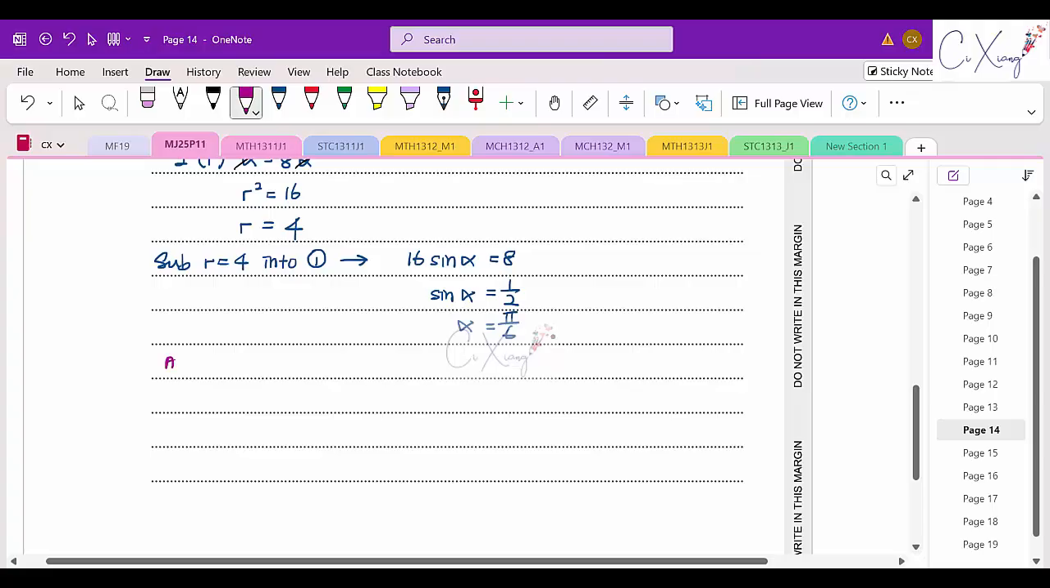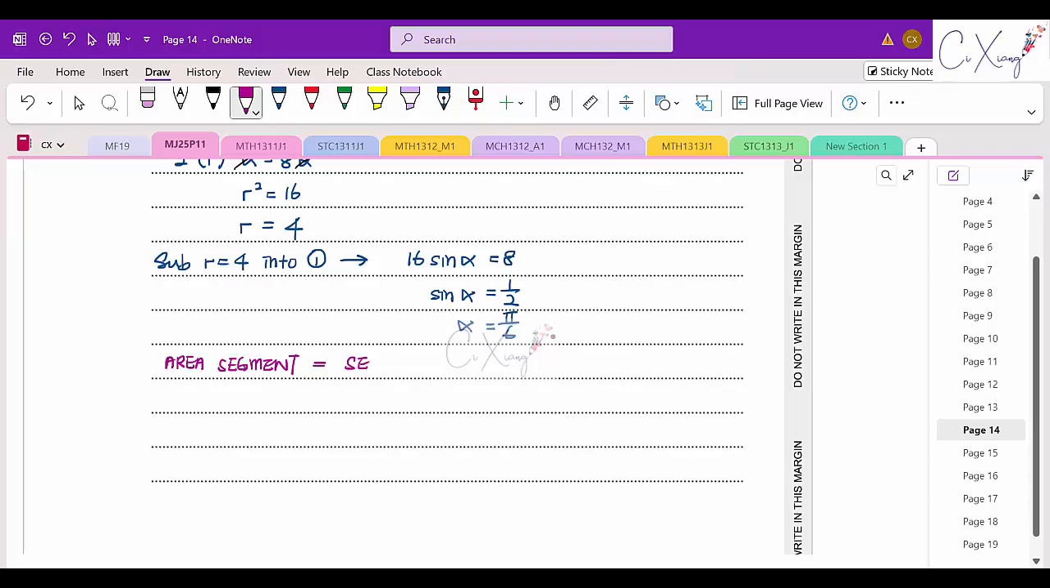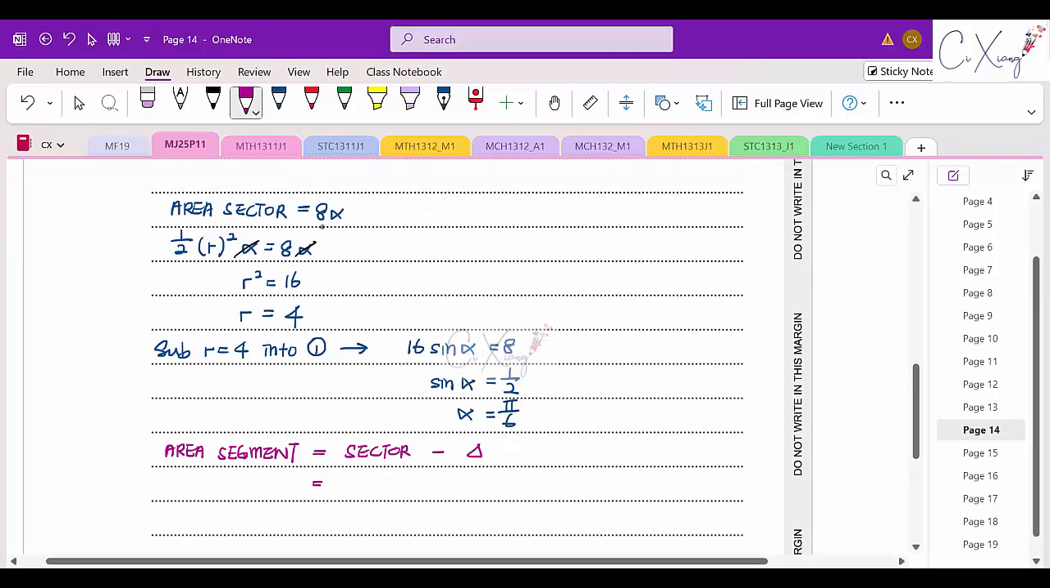To get the area of the segment, I'm taking the area of the sector minus the area of the triangle. What is the area of the sector? The area of the sector is given here. Area of the sector is 8 alpha. 8 alpha means 8, substituting the value for alpha, which is pi over 6.